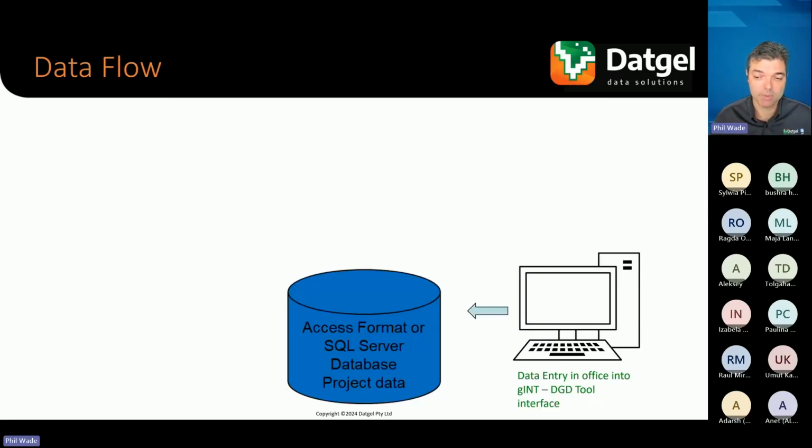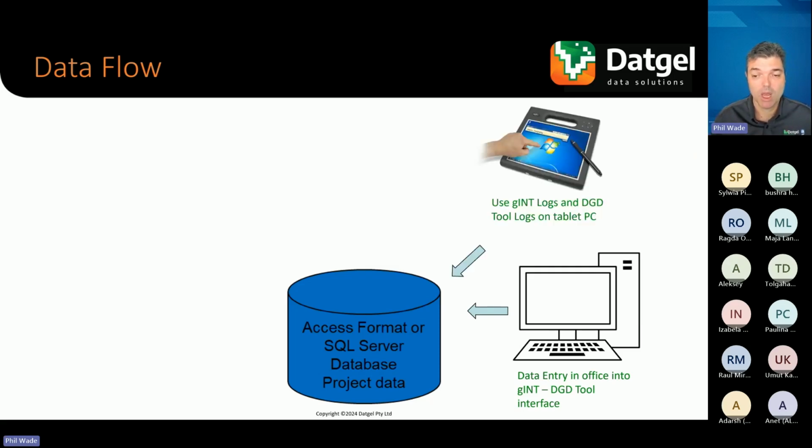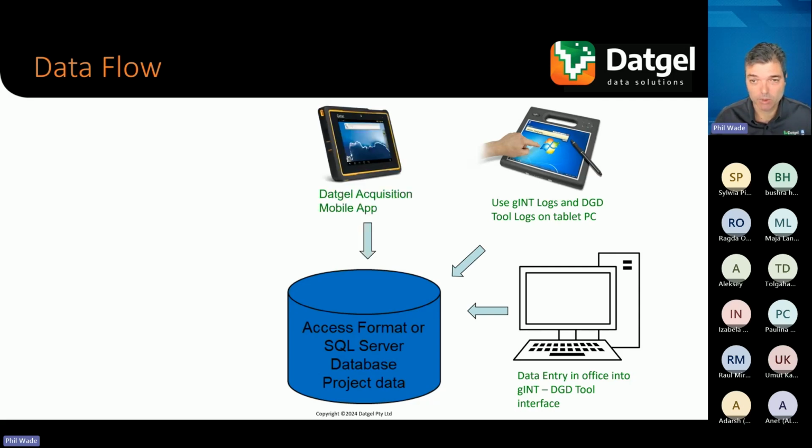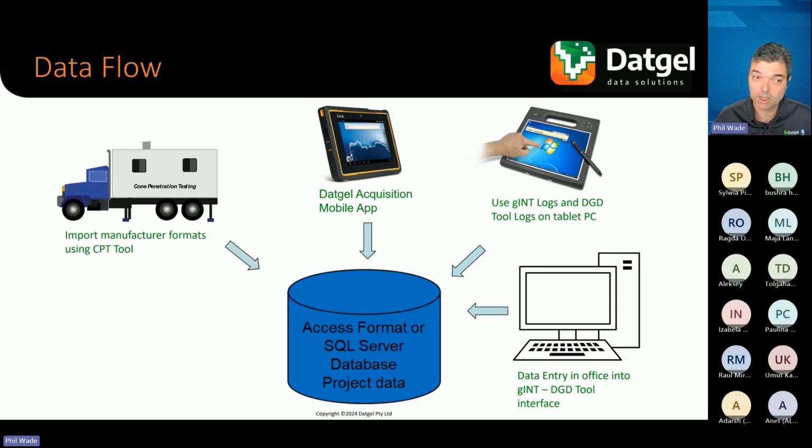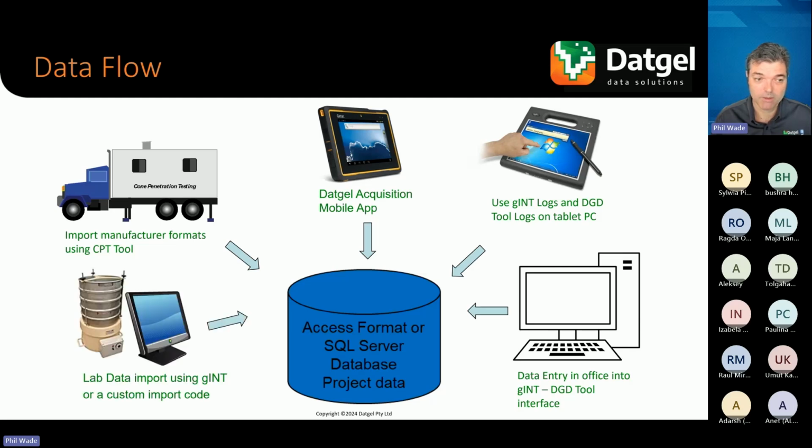So how does the data get in? The flow is you can sit there at your desktop computer, at your laptop, and type the information in. You could use a full Windows tablet computer. You could use a mobile app like Datgel Acquisition, be it iOS or Android or Windows. You could import data from formats that are supported, such as the CPT formats, the Datgel CPT tool supports. And you can import lab data, but that needs to be in a format that gINT can read. So that may need to be pre-processed to make it efficient.